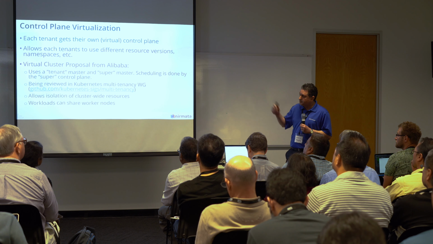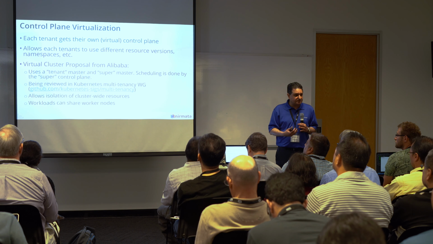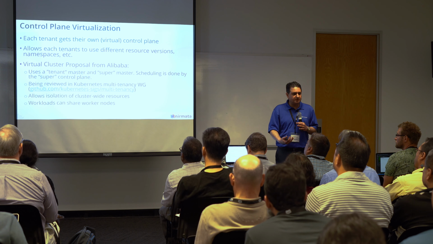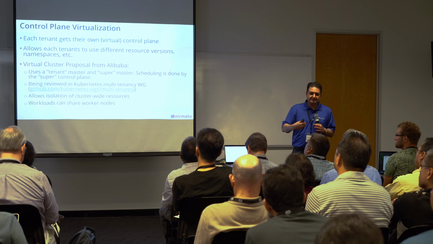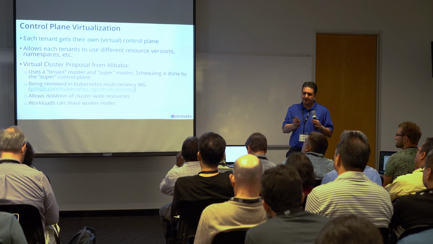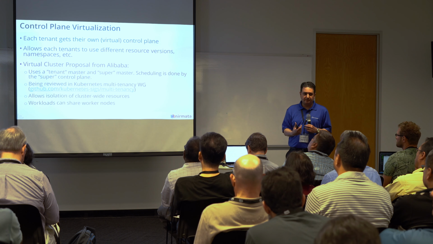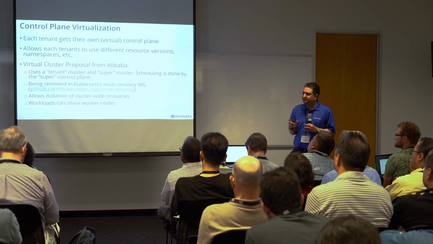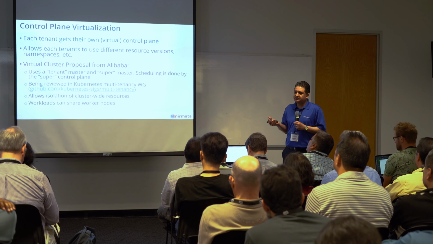There's a proposal from Alibaba where, as a service provider, they have added constructs to Kubernetes to virtualize the control plane completely. Each one of their tenants, their virtual clusters, gets their own API server, but they're sharing a scheduler across all of those virtual control planes, right? So it's a slight deviation from standard Kubernetes as we know it, but it's a nice design.